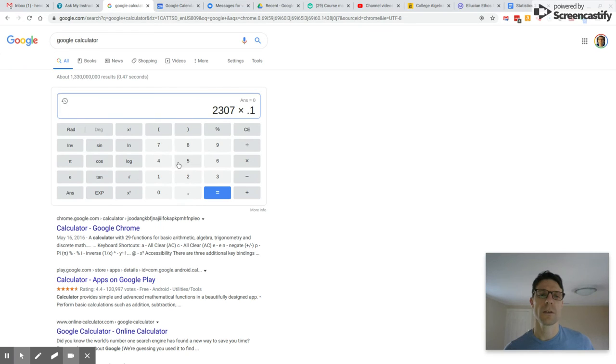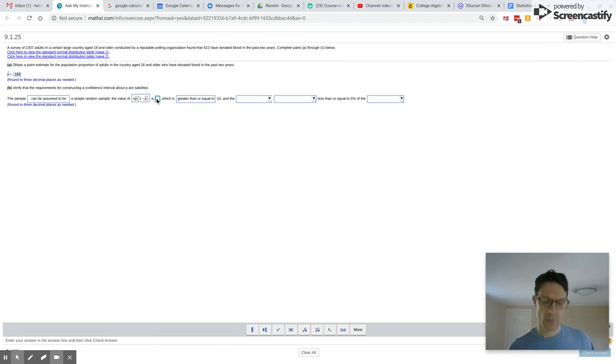Times 0.183. And then I'm going to multiply that times really the complement of the point estimate. Okay. So I get 344.921, but they asked us to round it to 3 decimal places. We're going to round up and do 344.922. Okay, which is greater than or equal to 10.